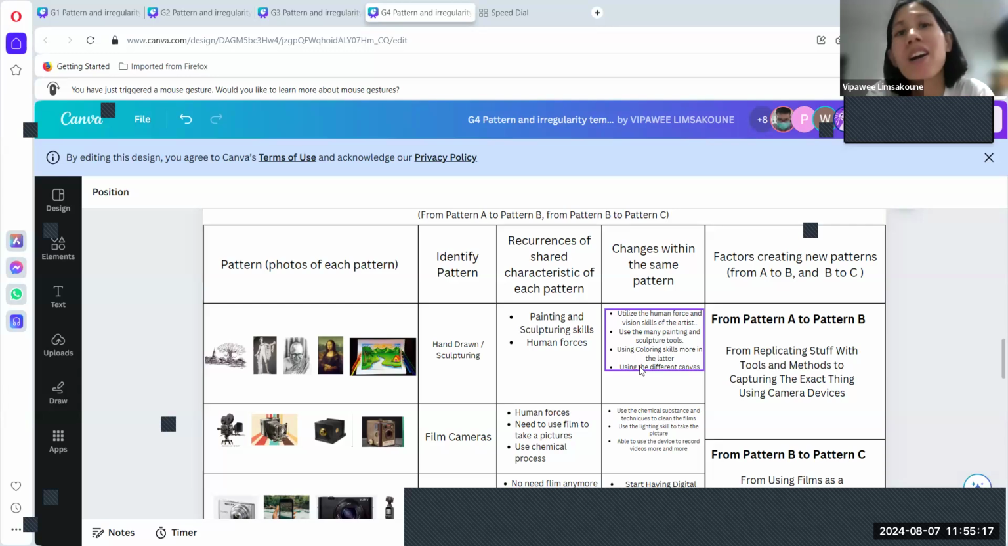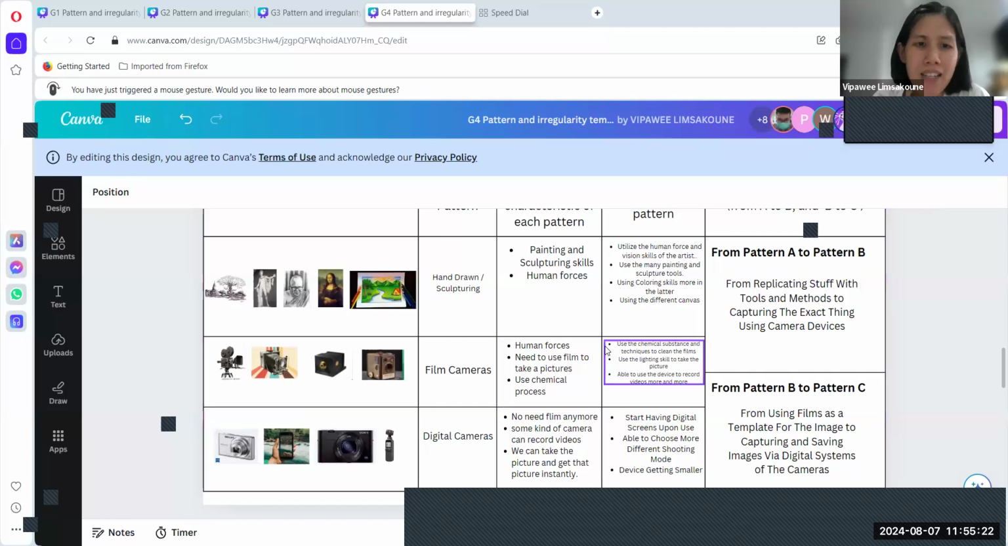They could be paper, they could be canvas. That's a great observation. The second pattern becomes more like a camera of nowadays, and it could have light, so people might have different lighting skills for the equipment, able to use a device to record video in the later part of their pattern. That's our example, and one of the representatives will present to you regarding the cause of change.